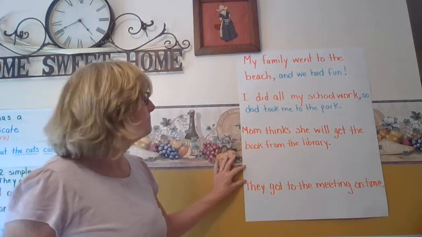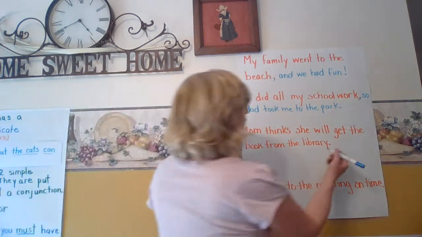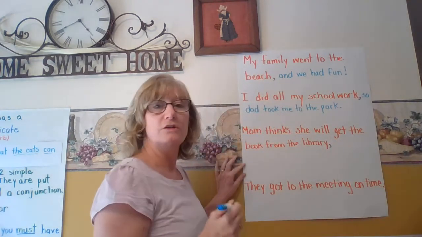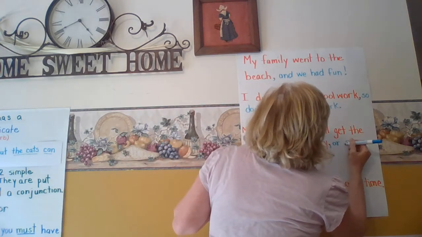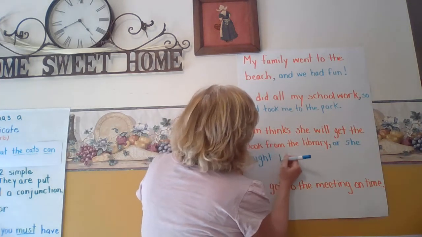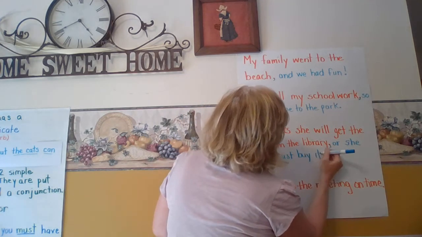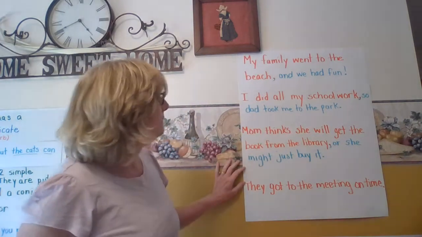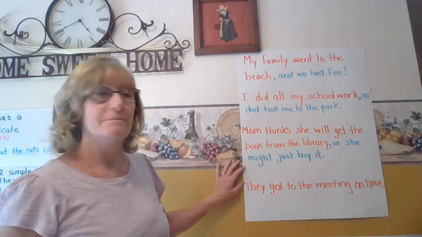Here's our next one. Mom thinks she will get the book from the library. I'm going to change my period to a comma, and this time I'm going to use the conjunction word or. Or she might just buy it. Meaning instead of borrowing it from the library, she might just buy it. Mom thinks she will get the book from the library, or she might just buy it.